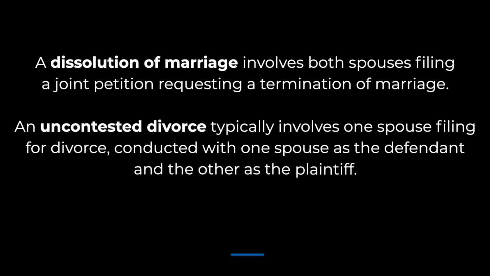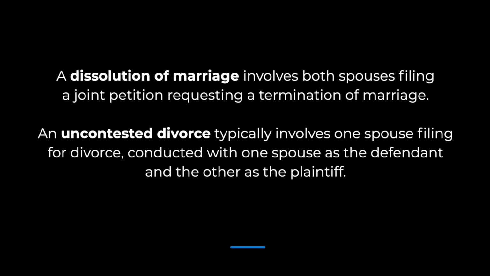If both spouses agree on most terms, they can file an uncontested divorce or dissolution of marriage. A dissolution of marriage involves both spouses filing a joint petition requesting a termination of marriage, whereas an uncontested divorce typically involves one spouse filing for divorce, conducted with one spouse as the defendant and the other as the plaintiff. Both options are ways to move through a divorce without the time and expense of contested divorce proceedings.